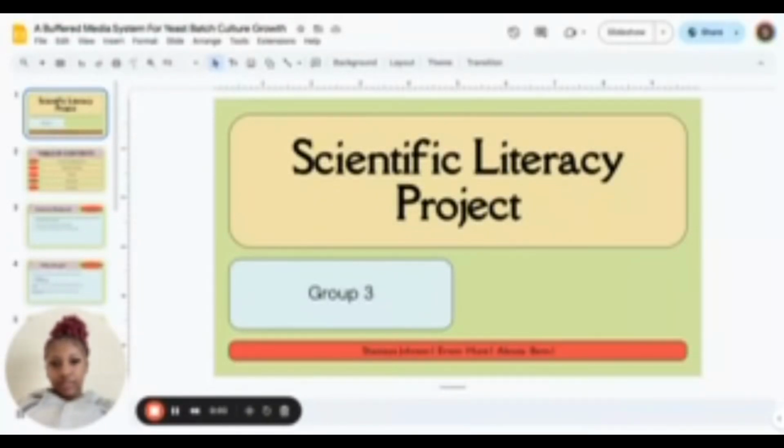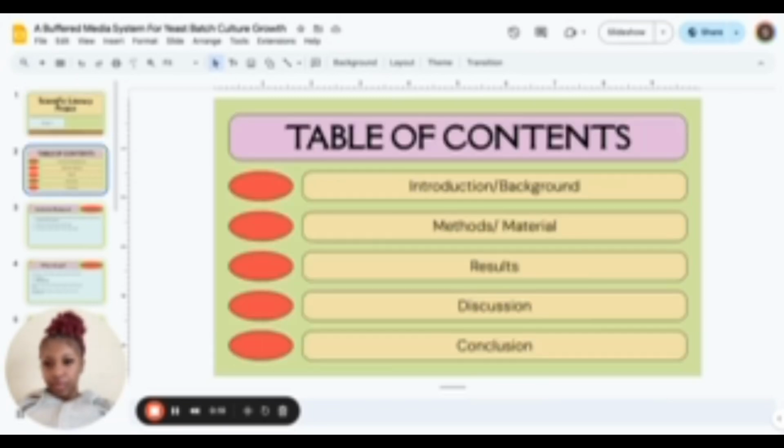This is our scientific literacy project. We are Group 3, which consists of me, Shamaya Johnson, Erwin Hurst, and Alexia Bent. Our project was based on the lab report of a buffered medium system for yeast batch growth culture. This PowerPoint will include slides of introduction and background, materials and methods, results, discussion, and conclusion.